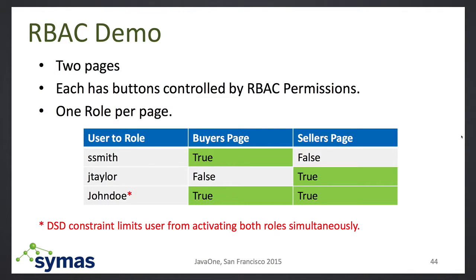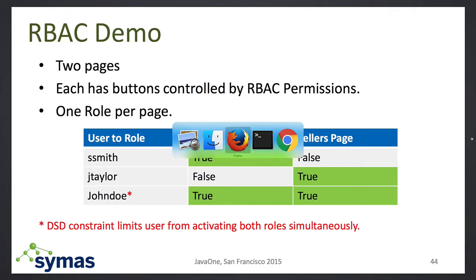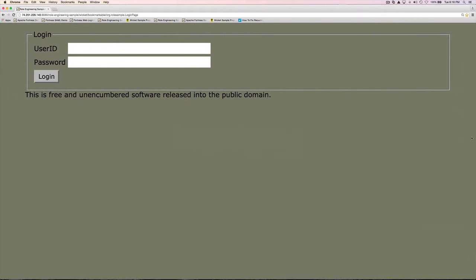And so here is our policy and the app. It's a really simple app, two pages. Each page has some buttons, and those buttons are controlled by permissions. We've got a buyer's page and a seller's page, and then we've got three users. One user is a buyer, one user is a seller, and one user is both. But that user that's both can't do both things at one time. Okay, does that make sense? Pretty simple, right? So that's what we're going to demo, a really simple use case to give you a taste of what we can do here.